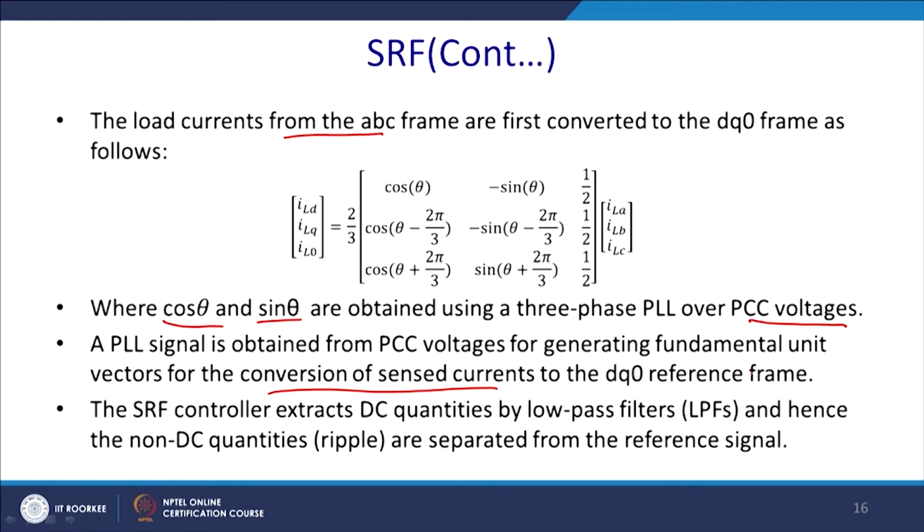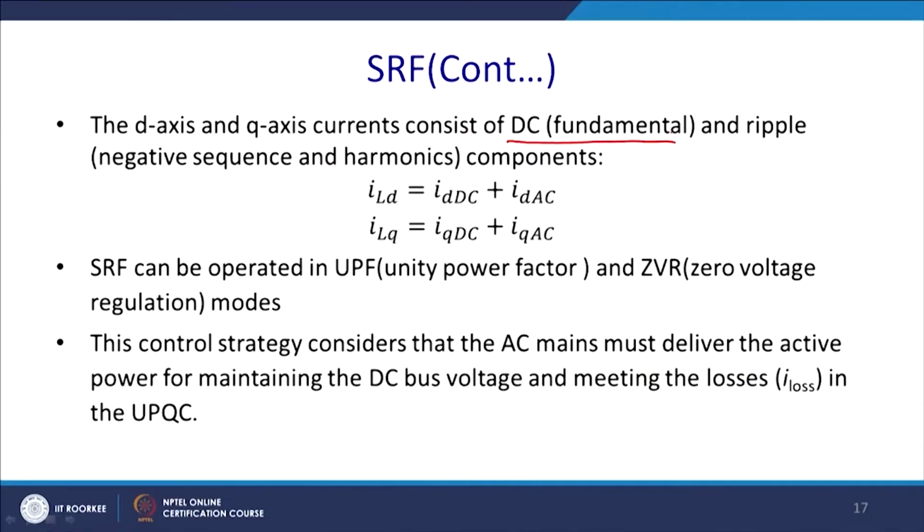The SRF control extracts the DC quantities by a low pass filter, and hence the non-DC quantities, that is the ripple, are separated from the reference signal, and if it is contaminated with noise, that also gets eliminated. So, ultimately you have a D axis and Q axis component of current. The fundamental component will look like a DC in the DQ frame, and the ripple, negative sequence as well as harmonics, will appear differently. A negative sequence will appear as a second order, because it is rotating at a speed of omega.